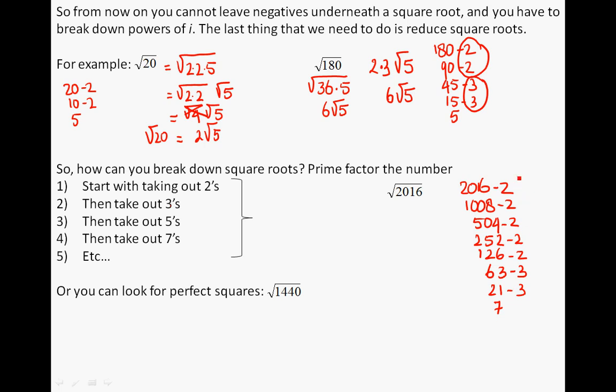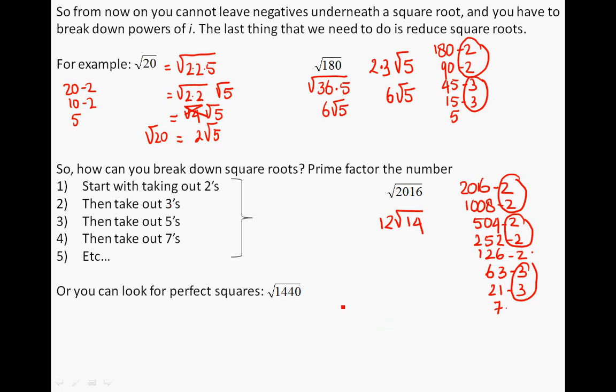So what do I have? Well, I have 1 2, 2 2's, and 1 3. So 2 times 2 is 4 times 3 is 12. So this is 12 square root of this 2 here I didn't use, and this 7 I didn't use. So 2 times 7 is 14. So that's 12 times the square root of 14.